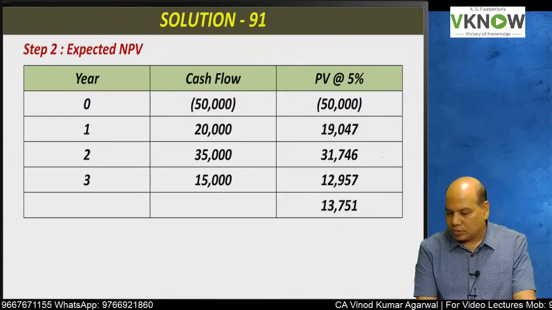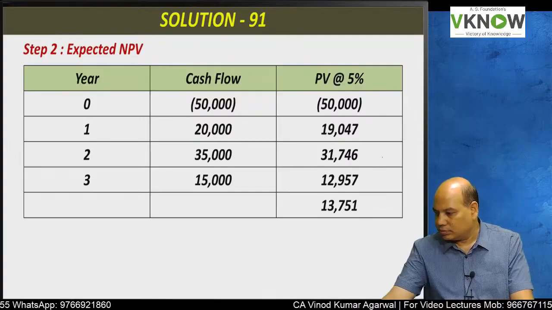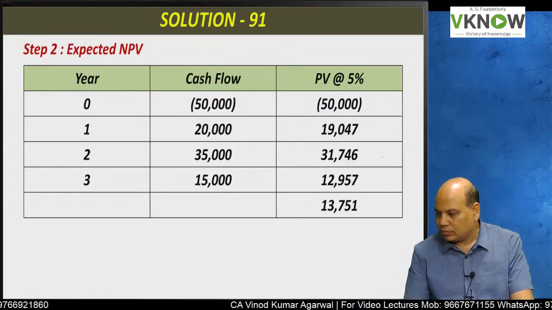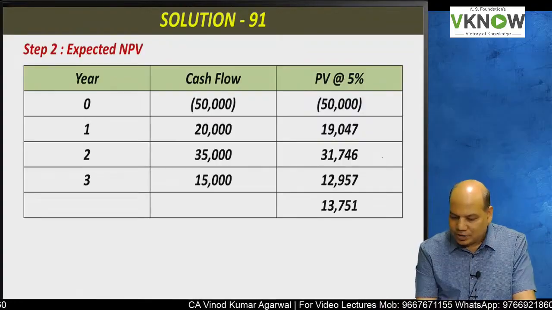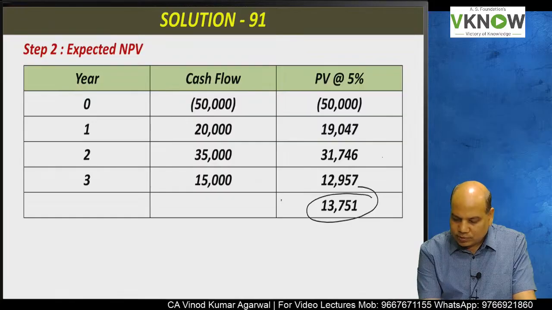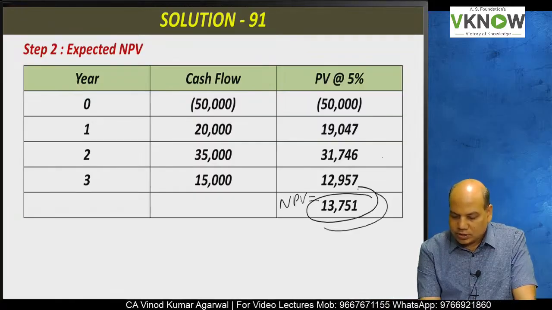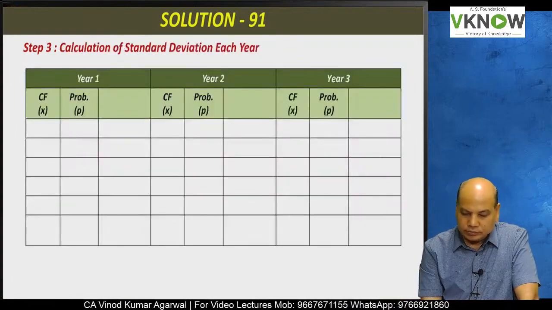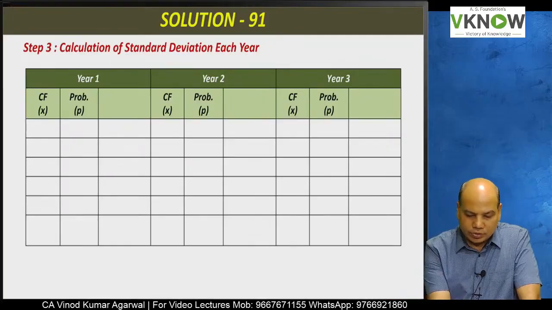Take the total. How much is the total? 13,751. Please confirm if it is right. This is your NPV. NPV is 13,751. Please check.